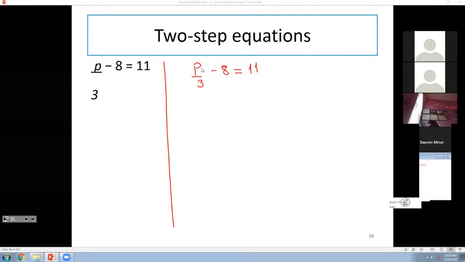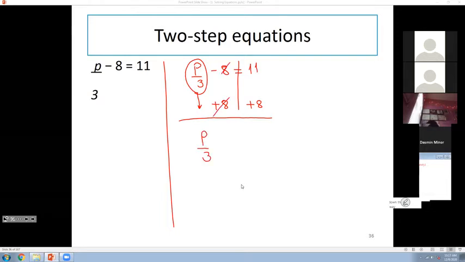So my variable P over 3, right? My variable P is divided by 3 and subtracted 8. So my goal is to take away negative 8, right? And how can we take it away? What was the solution? We have to always use inverse operation. So the inverse operation of subtraction is addition. So we should add 8. As you see, guys, if we add 8 to the side, I will just have P over 3. One of the numbers is already gone. And 11 plus 8 is 19.